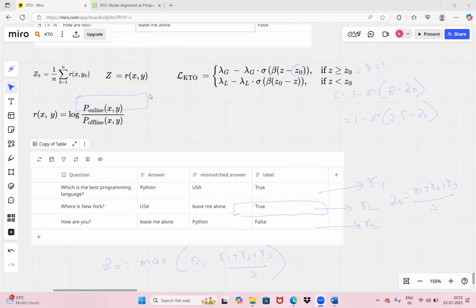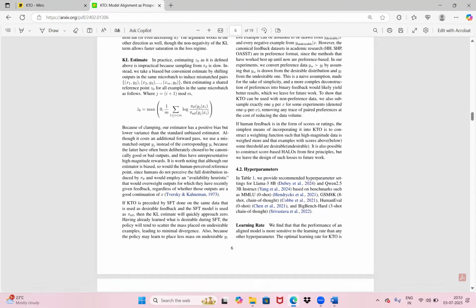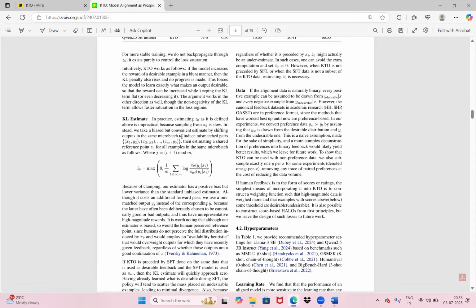And this is what is mentioned in the paper over here. Let's quickly go back. Yes. So here they have very clearly mentioned how to come to the KL estimate, which is nothing but an average reward. So here they've talked about mismatched pairs, and they talked about the clipping function over here. You can just go through it.